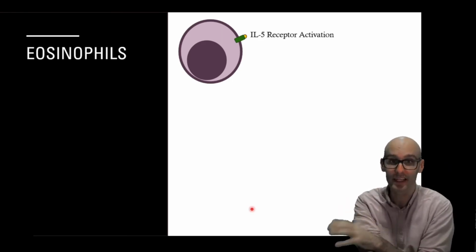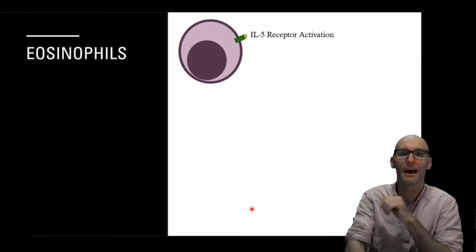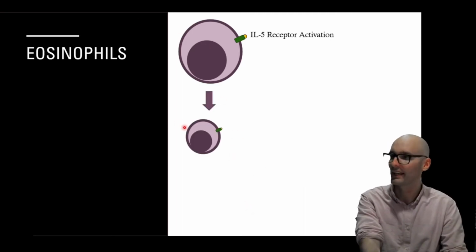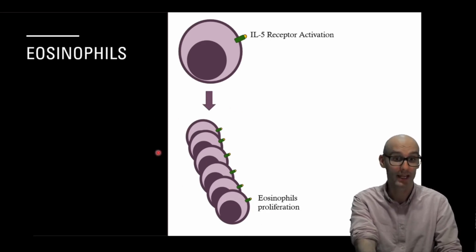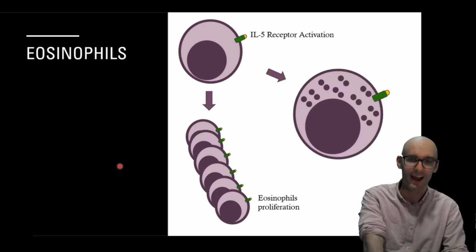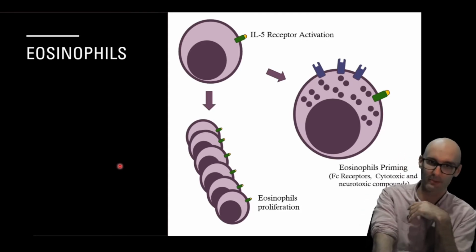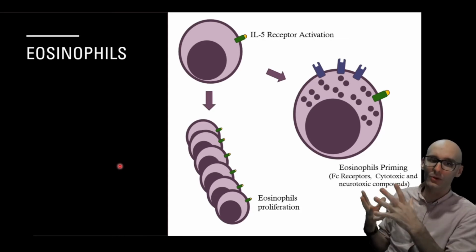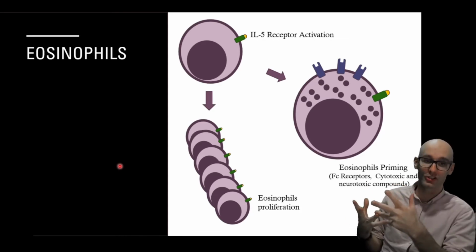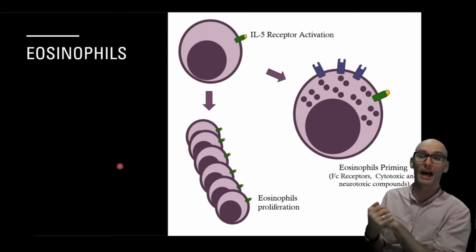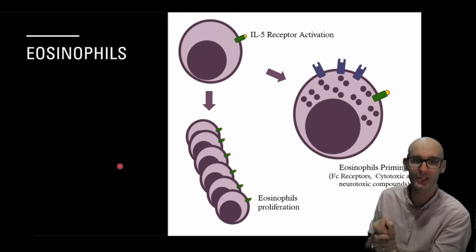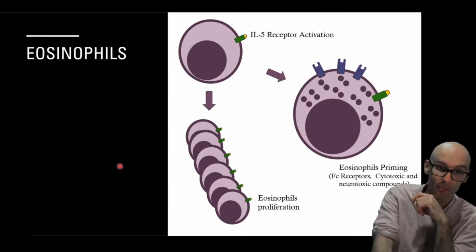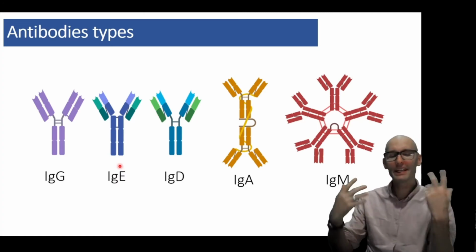Now let's look at eosinophils. Let's see what happens when the IL-5 receptor is activated. So when the IL-5 receptor is activated on an eosinophil, we get proliferation again, and we also get hypergranulation. Now remember, as well as extra production of the Fc receptors. Now the granules, remember, they contain cytotoxic and neurotoxic compounds. So unlike the basophils and mast cells, where the granules contain signaling molecules, the eosinophil granules contain cytotoxic and neurotoxic compounds.